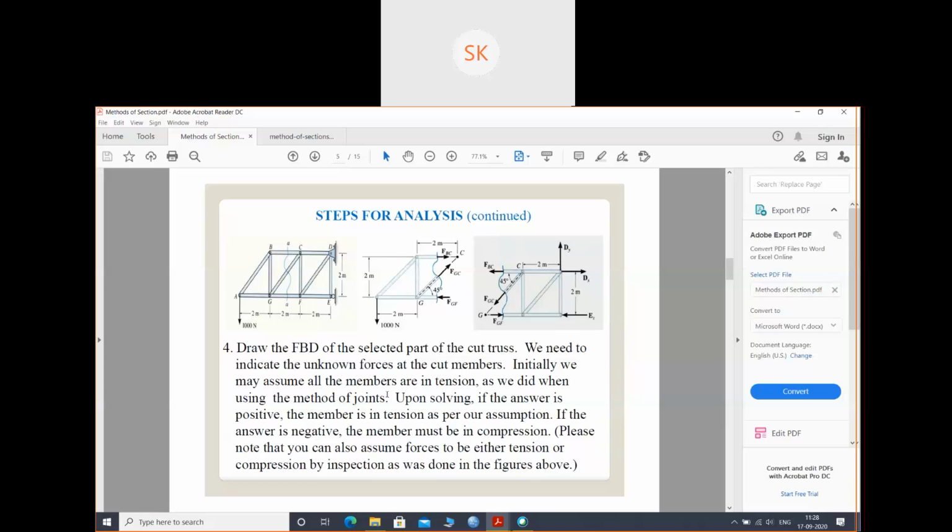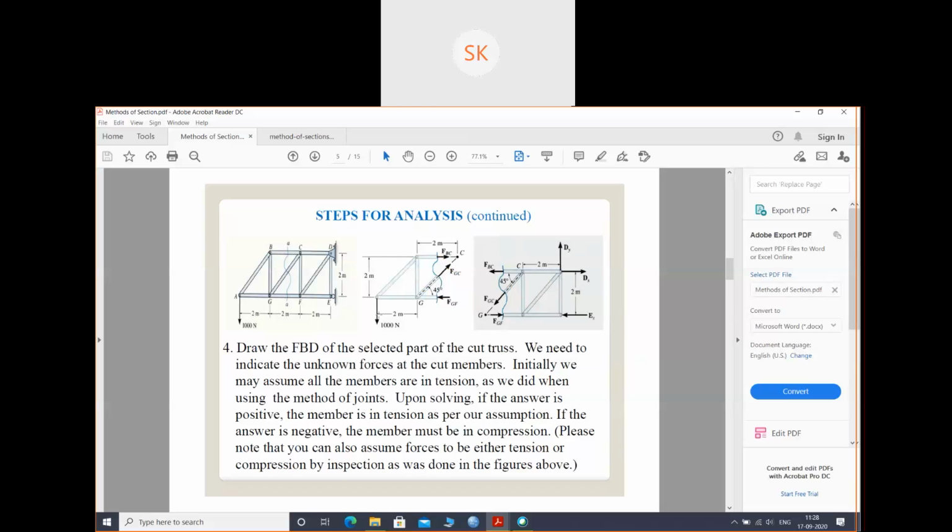Suppose I'm assuming the member is in tension and getting a positive answer, then it is tension as per our assumption. But if I'm assuming tension but getting a negative answer, then the member is in compression. Got it? This part is clear.